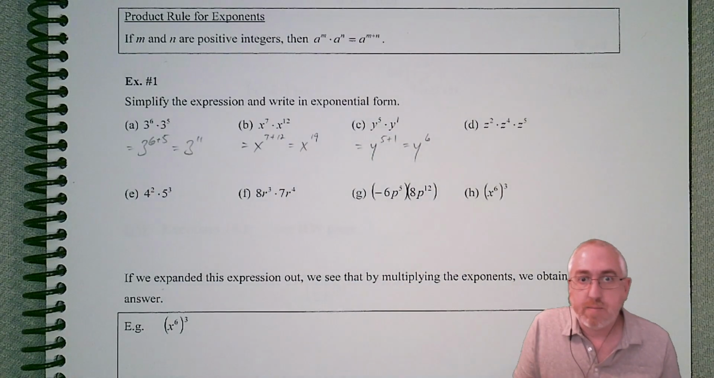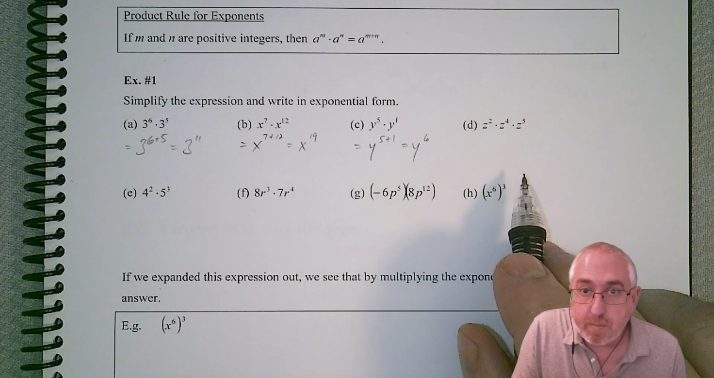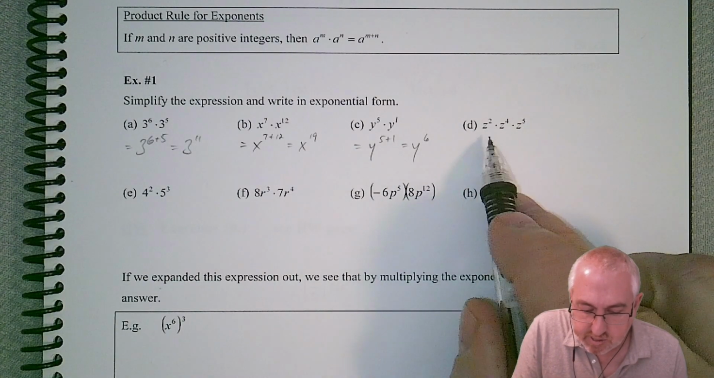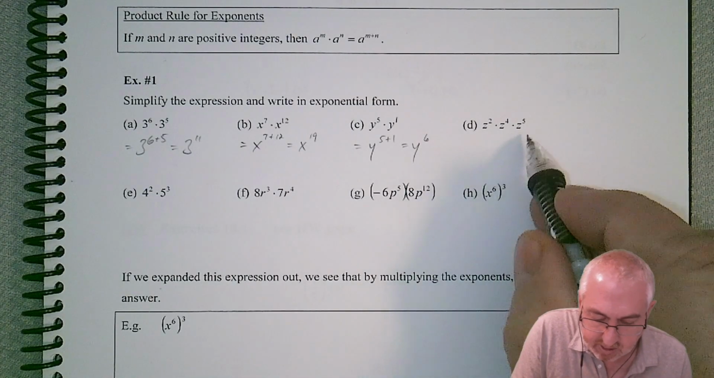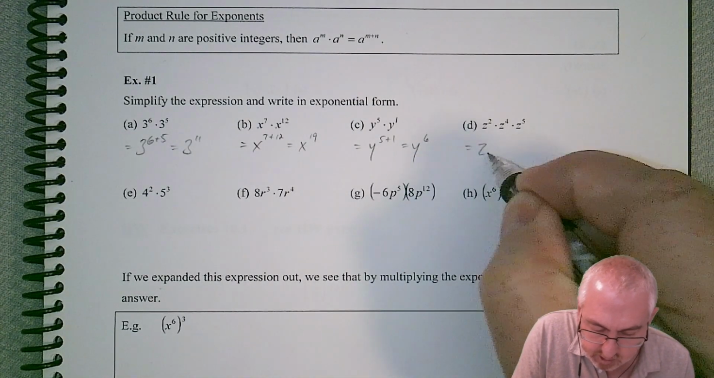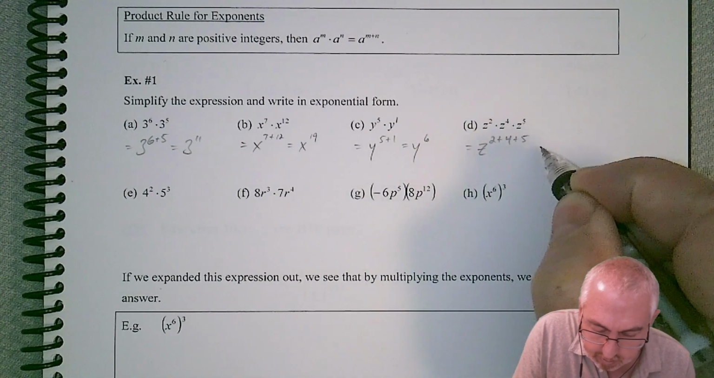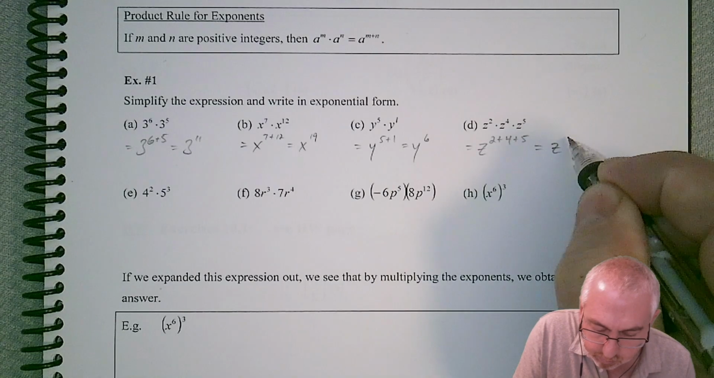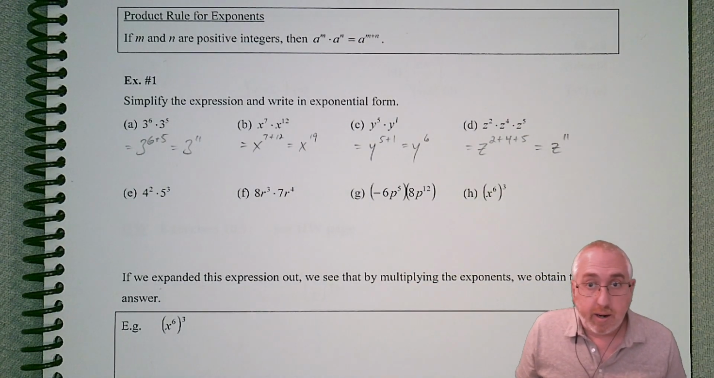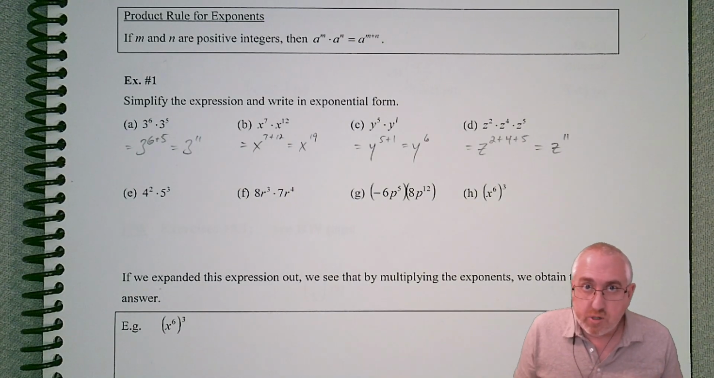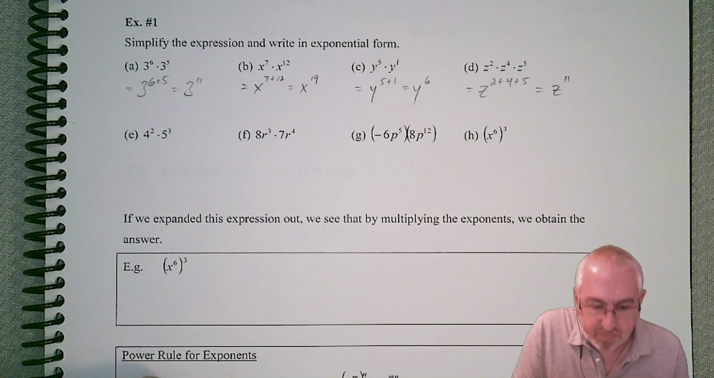which would be y to the 6th. All right, and now let's try 3 of them stacked together. z to the 2nd times z to the 4th times z to the 5th. So we can just do a chain addition and we get z to the 11th power. All right, so hopefully so far so good. Let's see if we can trip you up a little bit.